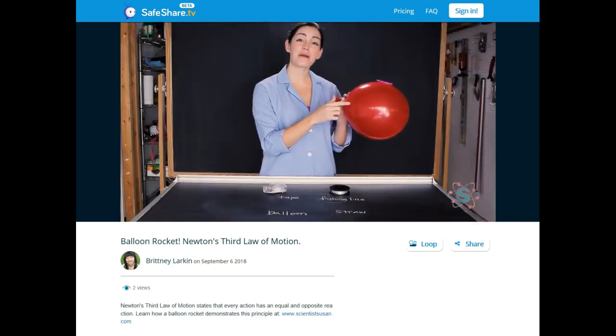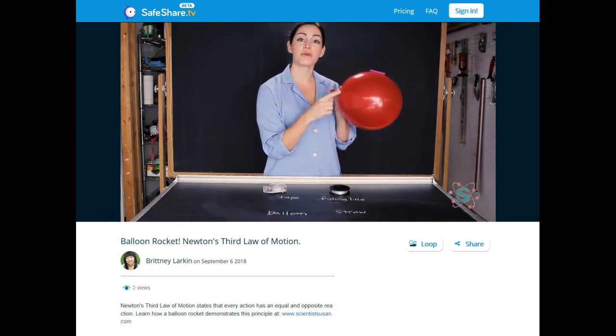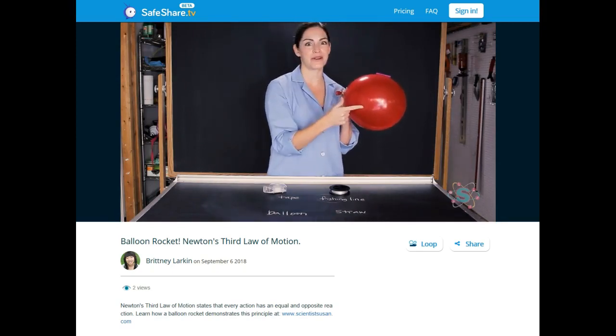When I release my fingers, air pushes out of the balloon. That's our action. Our reaction is that the balloon moves with the same force in the opposite direction.